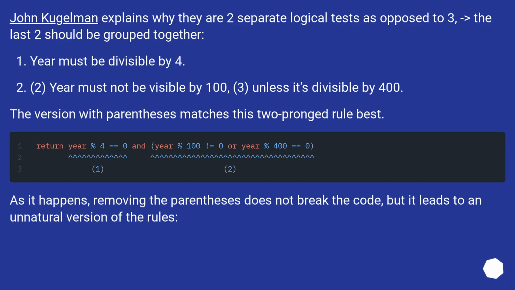Answer: include parentheses. John Kugelman explains why they are two separate logical tests, as opposed to three. The last two should be grouped together. Year must be divisible by 4, 2. Year must not be divisible by 100, 3, unless it's divisible by 400. The version with parentheses matches this two-pronged rule best.